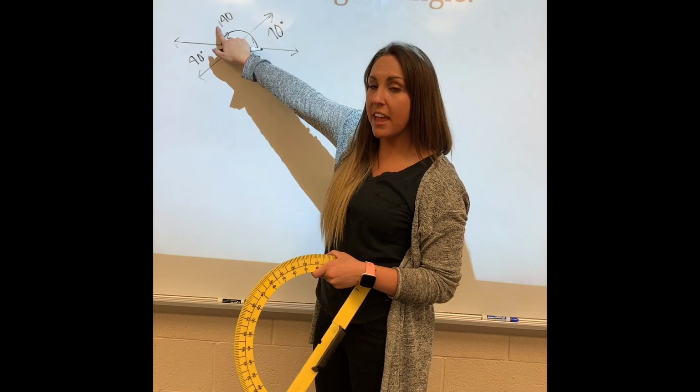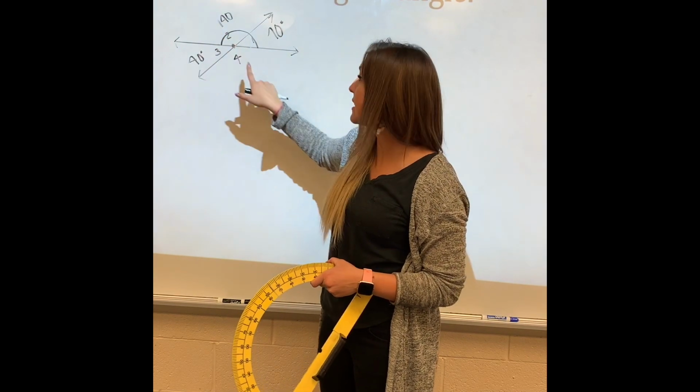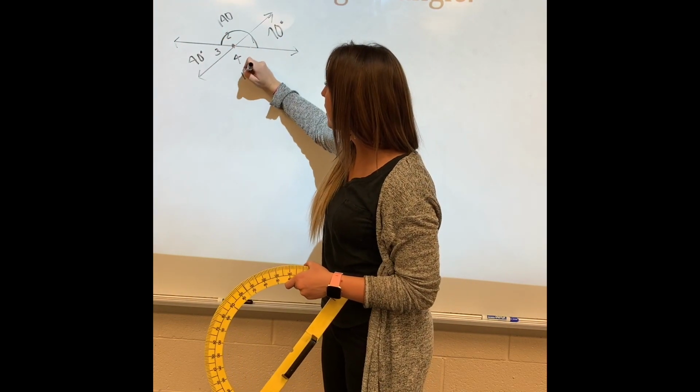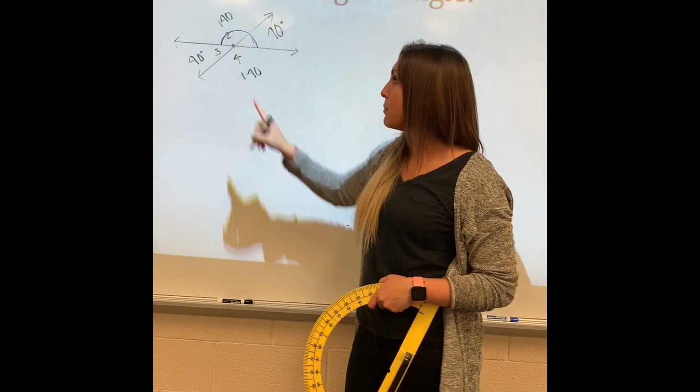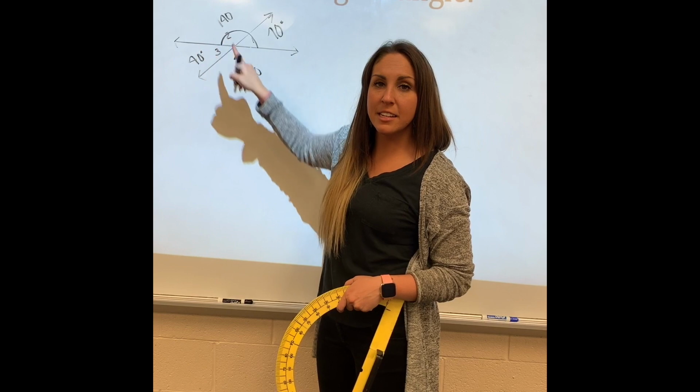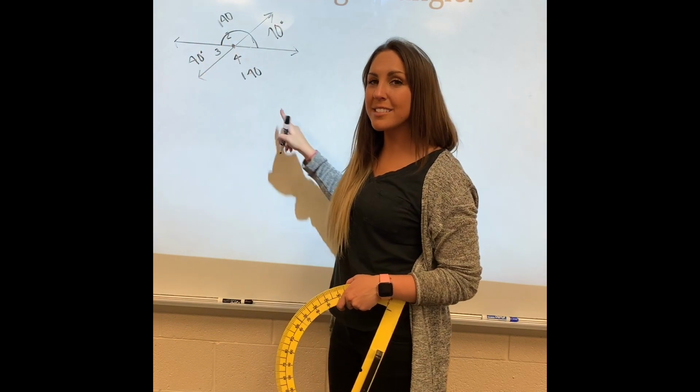I also know that if angle 2 is 140 degrees, angle 4 is 140 degrees because these angles are opposite. They're vertical angles, they're the same.